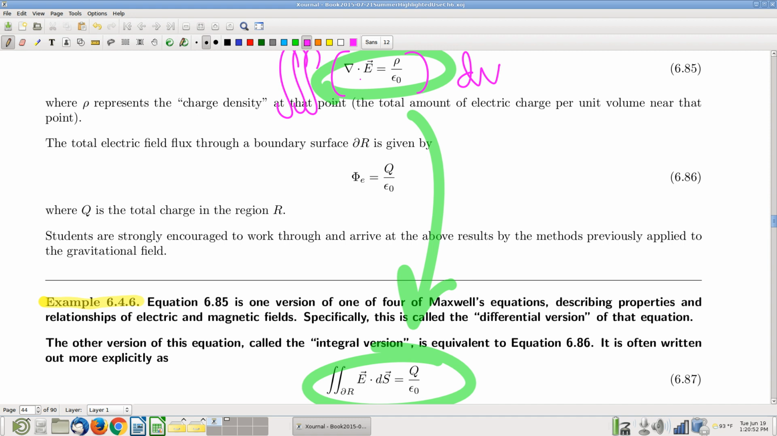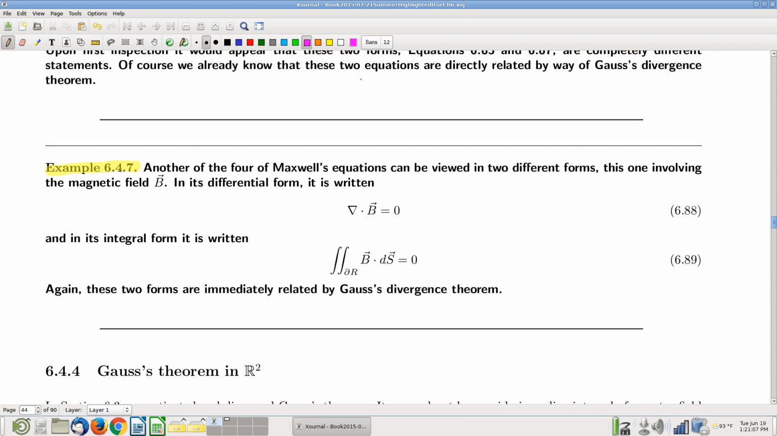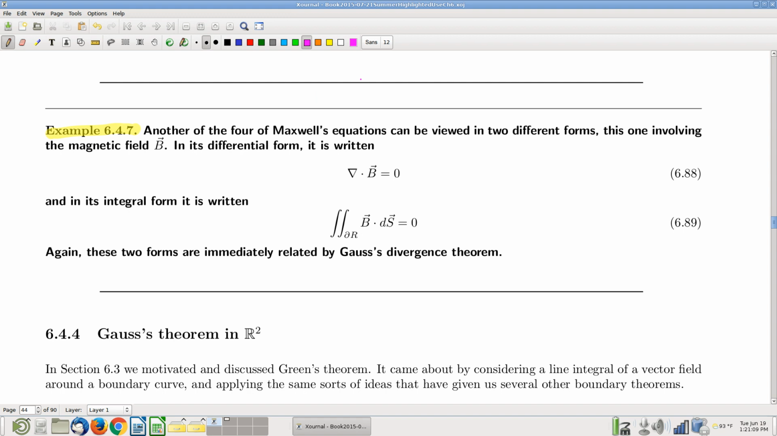So again, this is how they're referred to. These are referred to as two different versions of the same equation. This is called the integral version, and this is called the differential version. They're thought of as being morally kind of the same equation. There's a similar deal with magnetic fields.